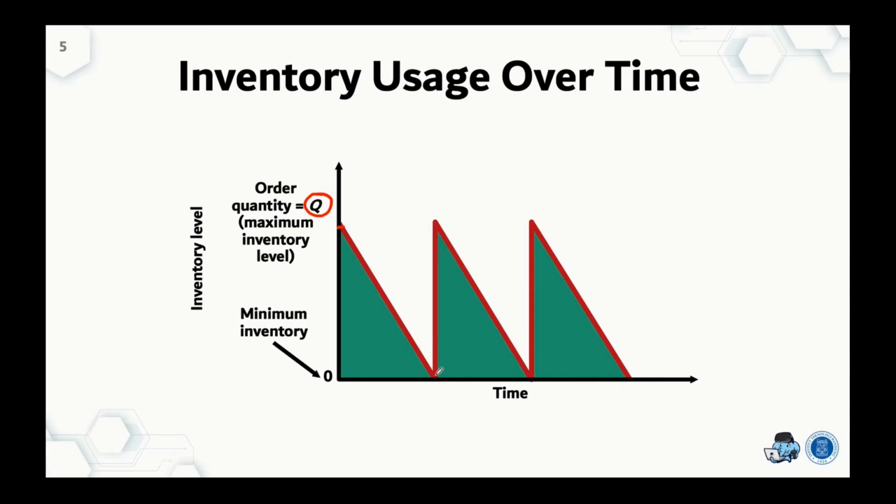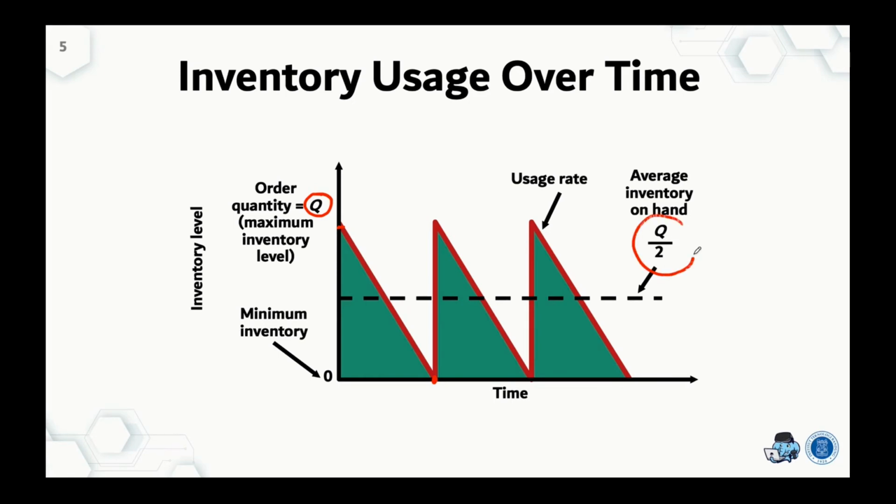And then at some point, for example, at this point, we purchase an order and receive the amount of item to fulfill our inventory, and we can reach the maximum inventory level. And then we consume again, and then we order again, consume again, and so on. So based on this pattern, we can understand that the average inventory that we have is equal to Q divided by 2.